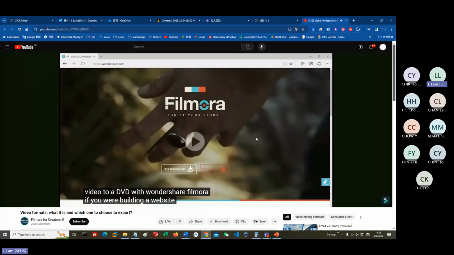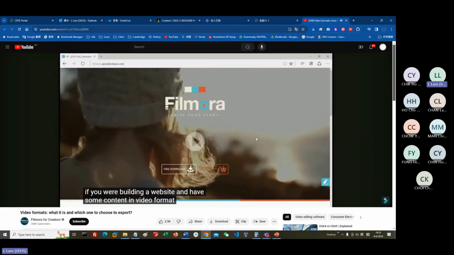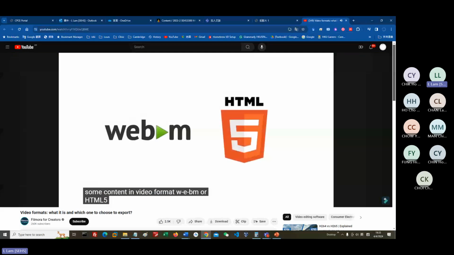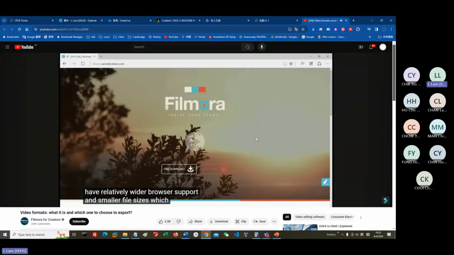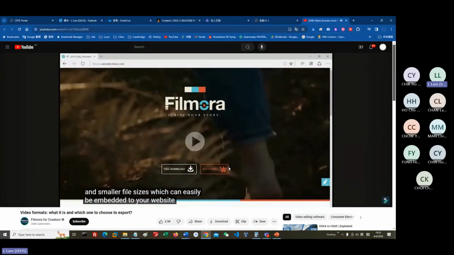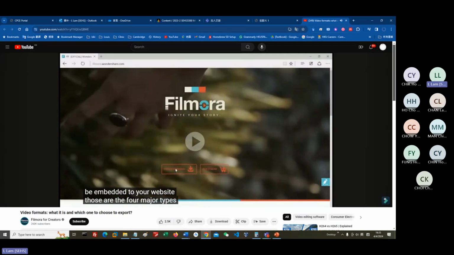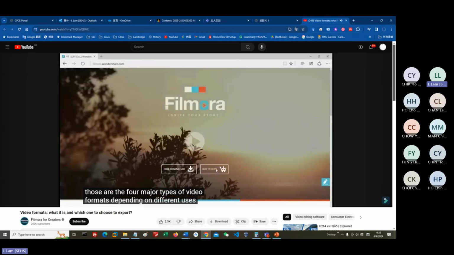If you are building a website and have some content in video format, WEBM or HTML5 should be the best practices. They have relatively wider browser support and smaller file sizes, which can easily be embedded to your website. Those are the 4 major types of video formats, depending on different uses.